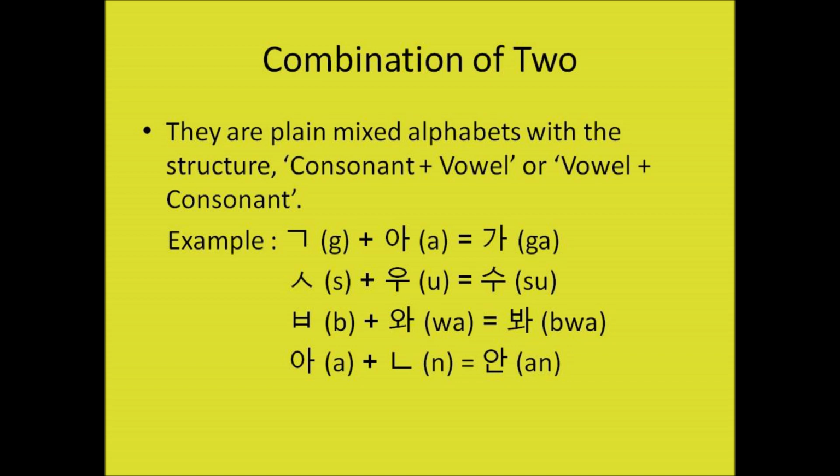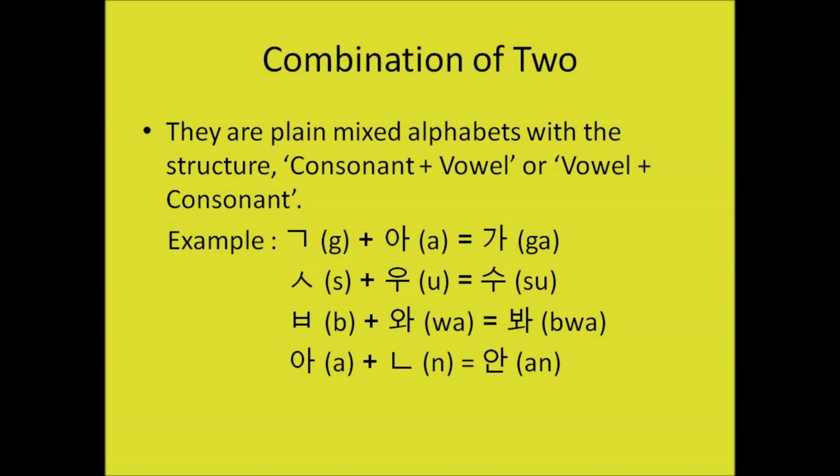Korean alphabets, which come as combinations of 2, are mostly plain mixed alphabets. However, it can also be used to make words, which have a definite meaning. For example, 나, which means I. The basic structure of alphabets is either consonant plus vowel or vowel plus consonant. Here are a few examples, which will help us understand the placement of the vowels and consonants.